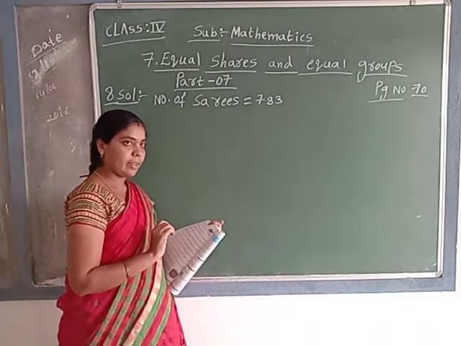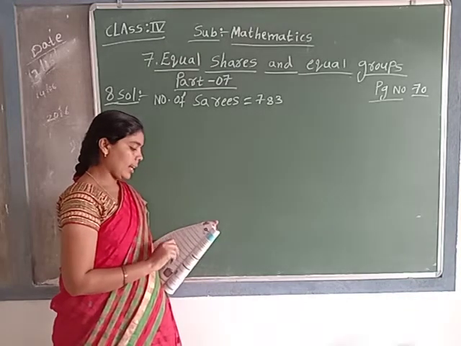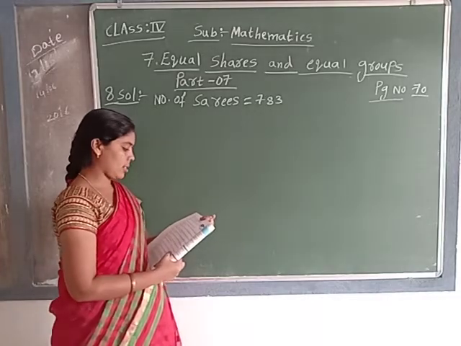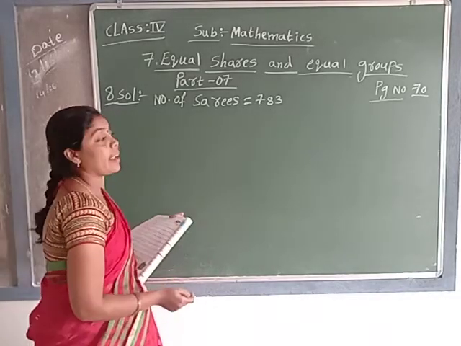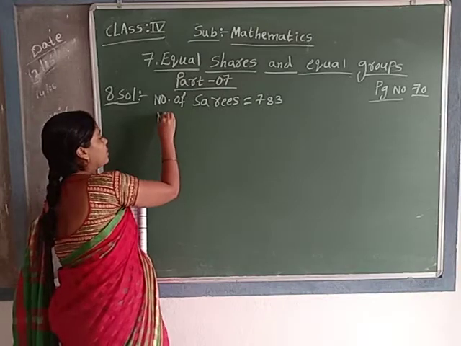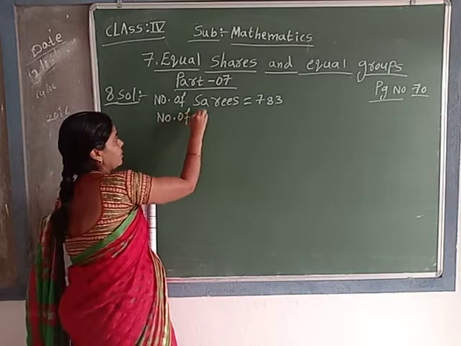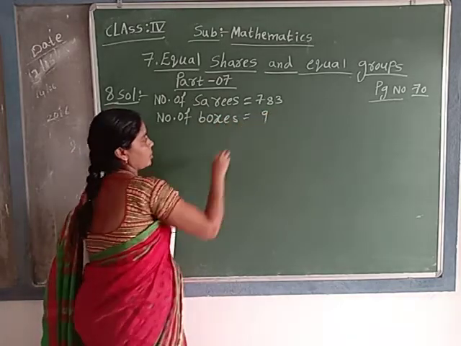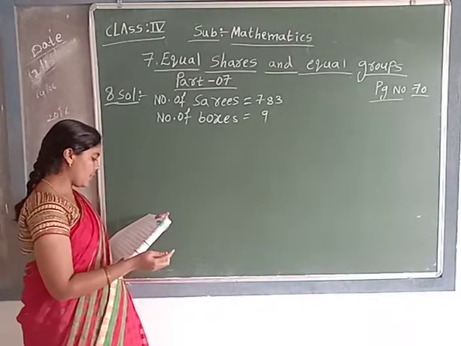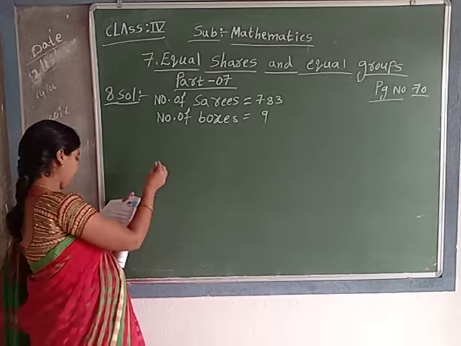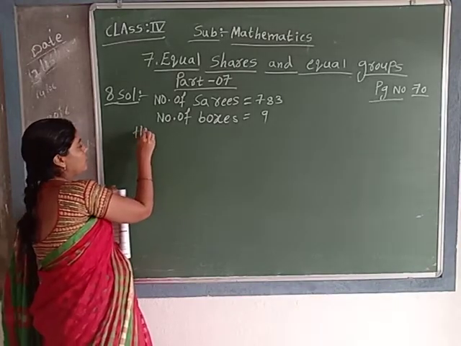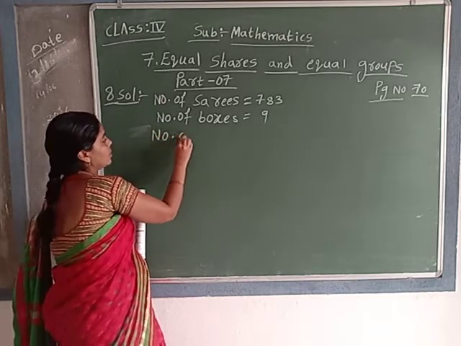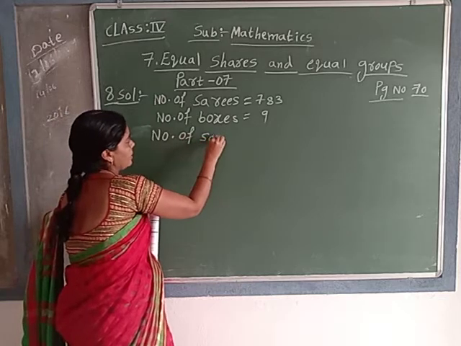783 sarees are divided equally in 9 boxes. How many sarees will there be in each box? How many boxes are there here? 9 boxes. Number of boxes. So how many sarees will there be in each box? Number of sarees.